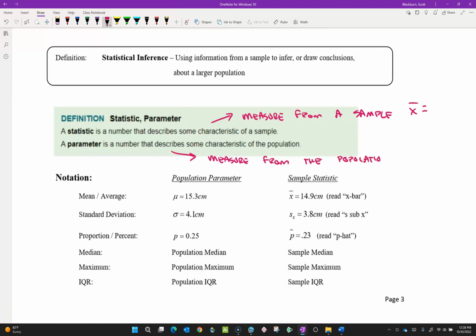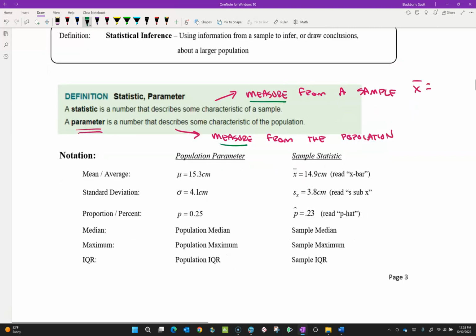So if you take a census and calculate the average, you have a parameter. If you take a sample and you calculate the average, the measure can change. Sometimes the measure could be the average, sometimes the standard deviation, the median, a percentage. It could be any measure you want: the max, the min, the IQR. Any summary measure, if it's from a sample, it's called a statistic. If it's from the population, it's called a parameter.